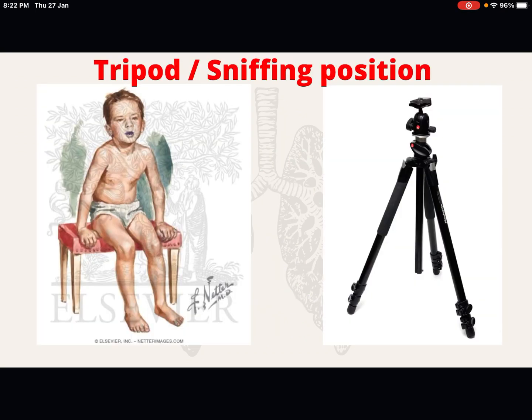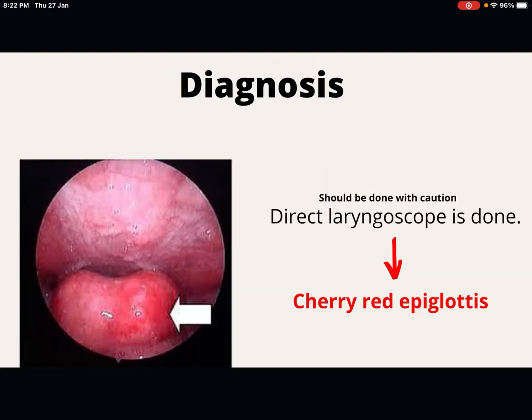And the child will be seen in tripod or sniffing position. It is called tripod position because it looks like a tripod. I have given the tripod on the right side, and you can see the child's position on the left side. It is one of the characteristic positions the child will assume. While the child is coming to the OPD, you can just observe this position, and by that only you can identify the condition.